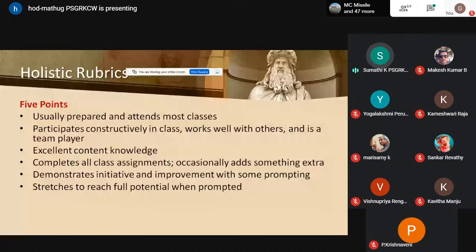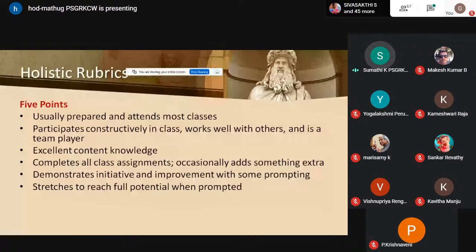And assignments are always late, incomplete, or he does not submit the assignment at all. And he has a low level of content knowledge. Inactive participant. Works reluctantly with others. Sometimes shows a close-minded disposition with regard to feedback and challenge. So such kind of students will get about 3 points.